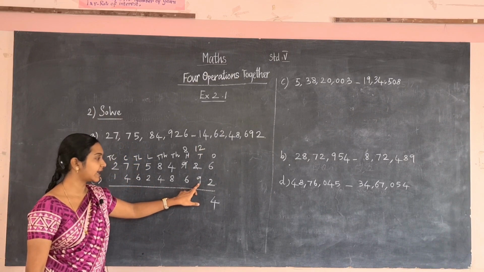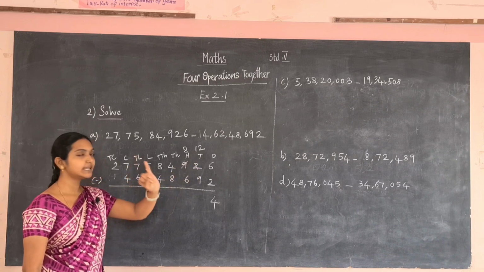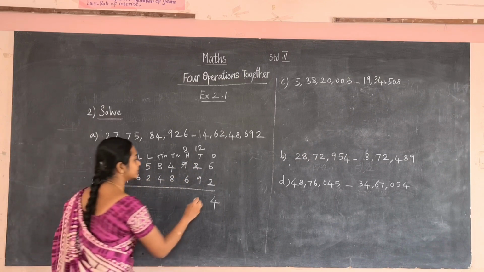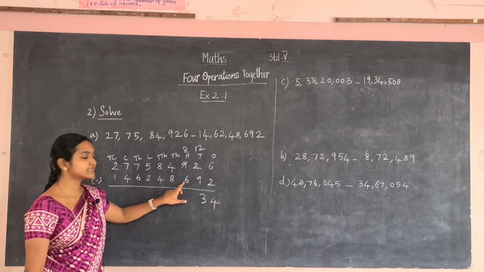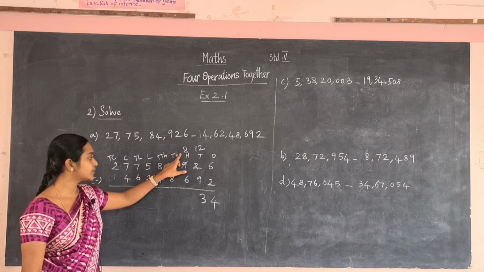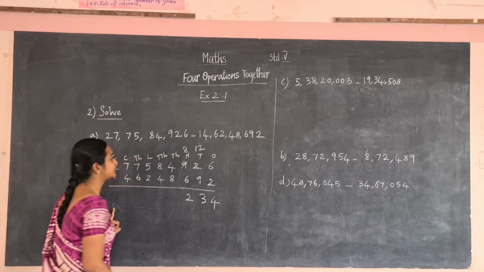Now after 9 count until you reach 12. So it will be 10, 11 and 12. So the number is 3. Now count after 7 until you reach 8. So it will be 7 and 8. So the answer will be 2.